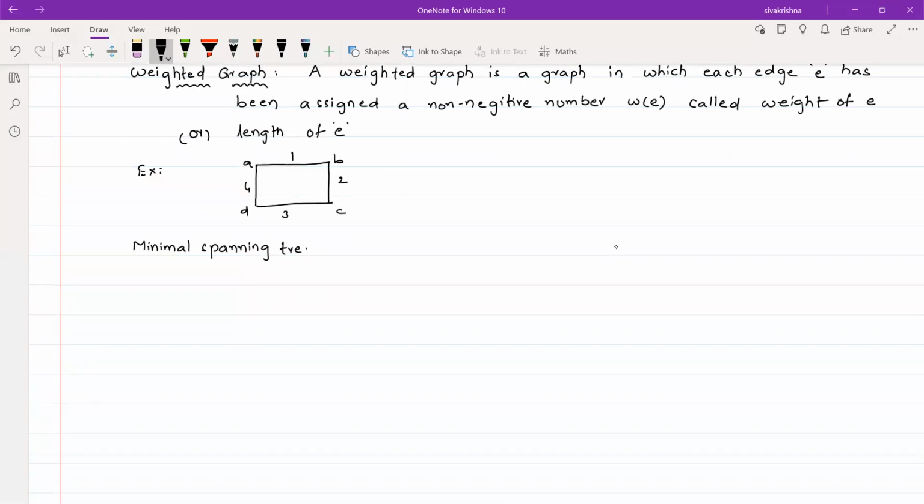Minimal spanning tree. So we all know how to find a spanning tree for the given connected graph. But now we are going to find the minimal spanning tree. Okay, so let G be a connected weighted graph. So in order to find a minimal spanning tree, every time we are given a connected weighted graph. It means in the above example, we have mentioned what is a weighted graph. So in that way, we have given a particular graph which is a weighted one. Okay, so a connected weighted graph.